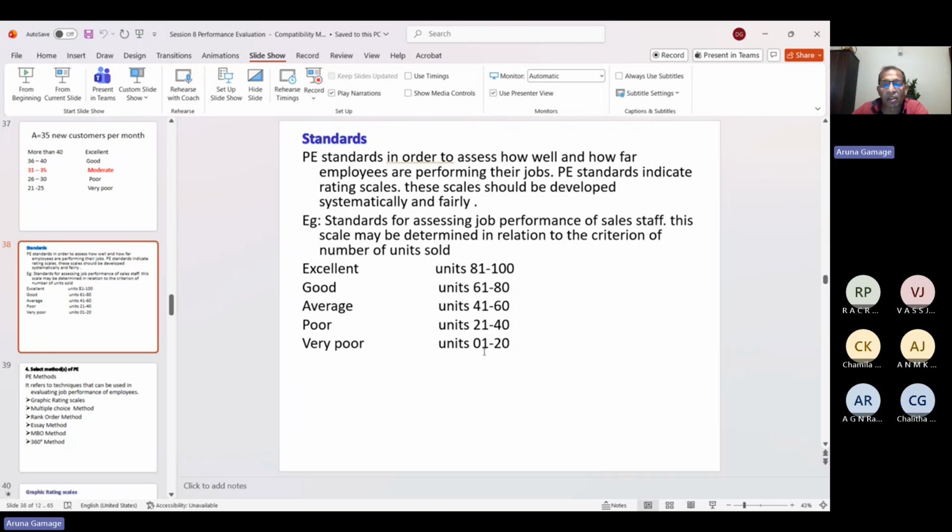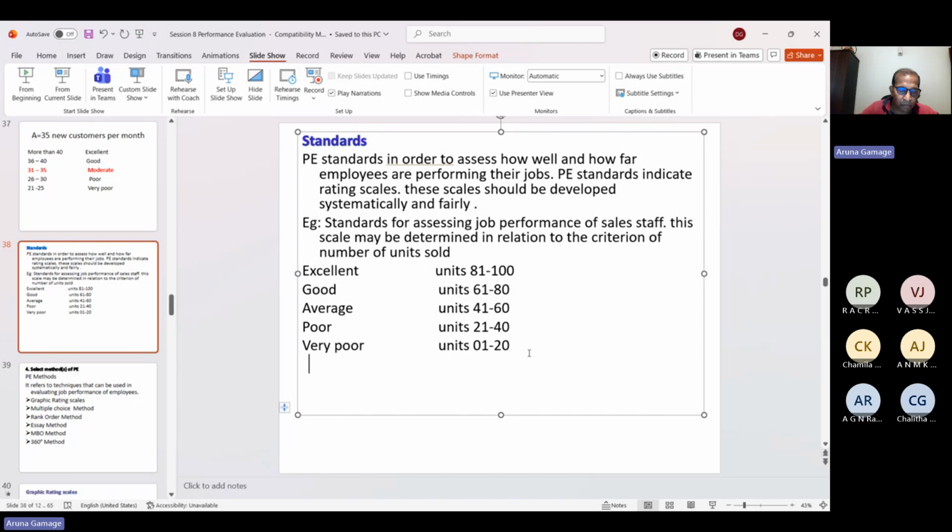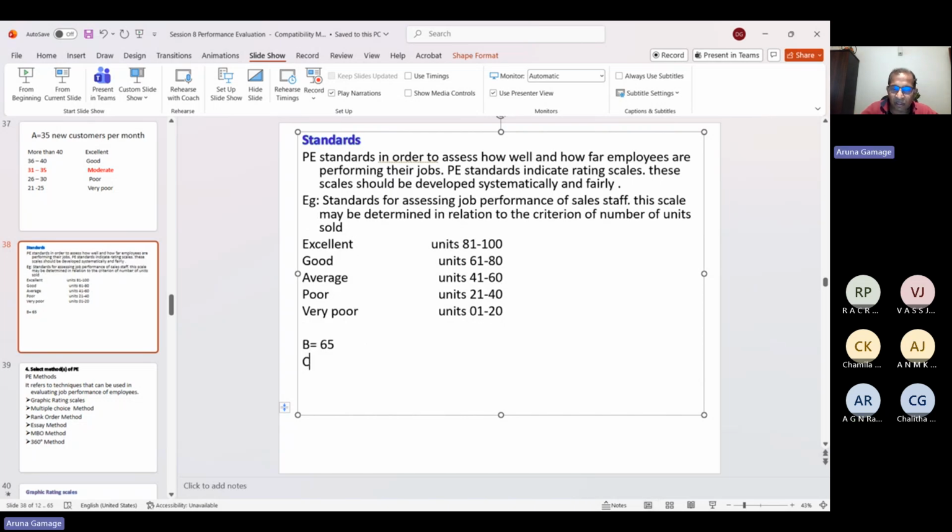Your answer is correct. Let's say that employee B has sold 65 units. What is his level of performance? Good. Right. Employee C has sold only 19 units. What is the performance? Very poor. Now you understand. Without a standard, you can't say anything, but with the standard, you can say the level of performance.